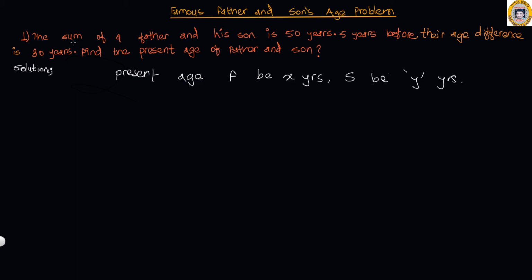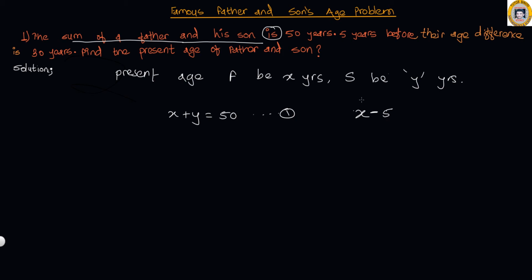The sum of the ages of the father and his son is 50 years, which is now, because this is present. So x plus y equals 50. Let me write it as equation 1. Similarly, 5 years before. Now let us think. What do you think the age of father 5 years before? Of course, he will be 5 years less than he is now. So the age of the father right now is x.